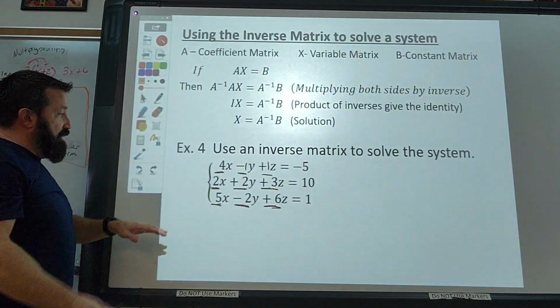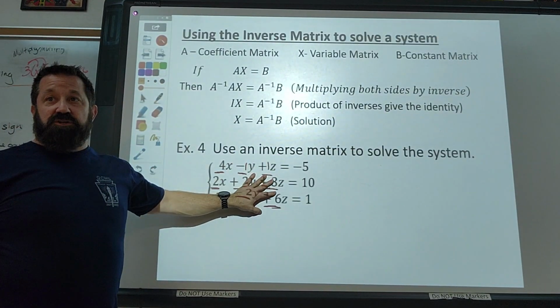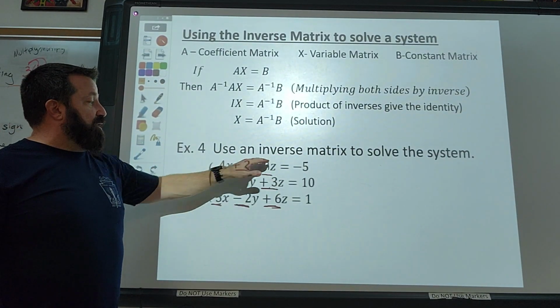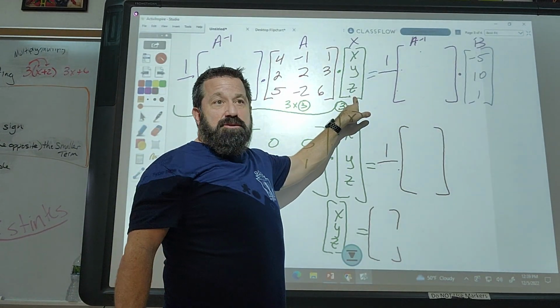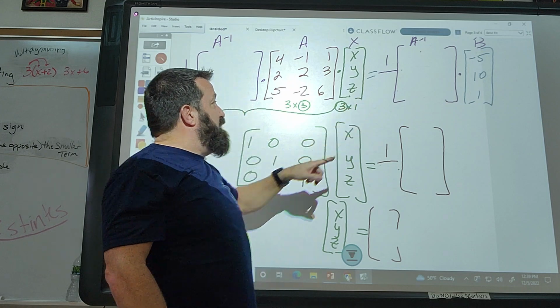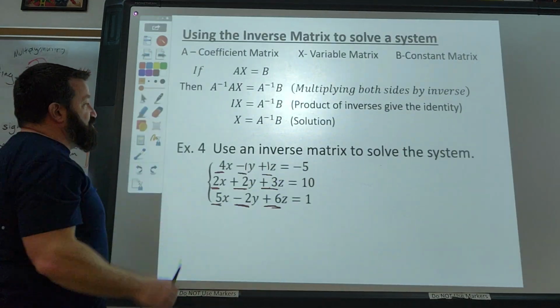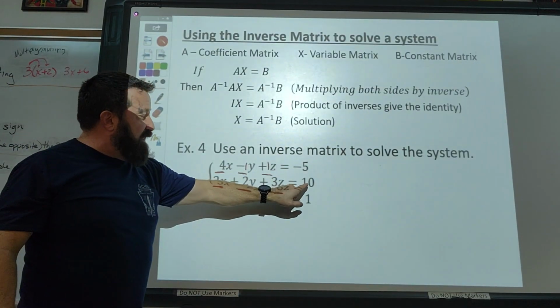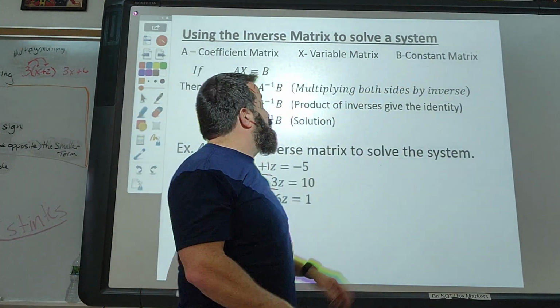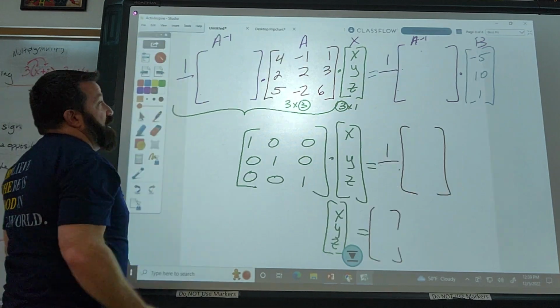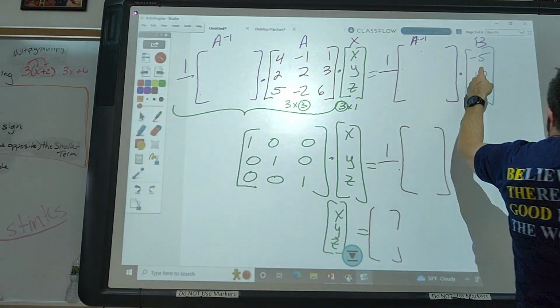Those are the same as these coefficients, right? The variables are x, y, and z. That's why that is my variable matrix. And then the constants on the other side, the -5, the 10, and the 1, those constants, that's my constant matrix. It is on the other side here, -5, 10, and 1.